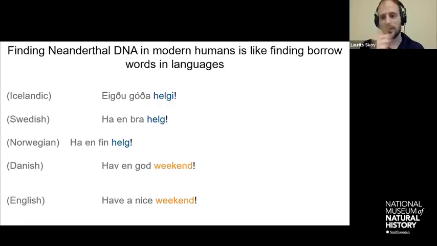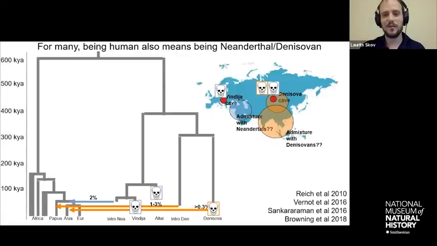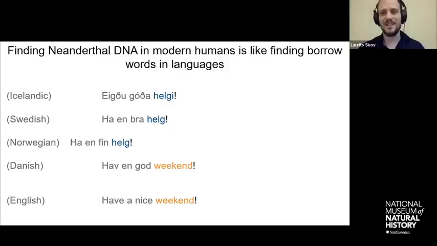For most people, can you go back again? For East Asians and Europeans, this is a very small amount, something like 0.1%. But for people in Oceania, so people from Papua New Guinea and Australian Aborigines, this is something like 1 to 3%. So a larger contribution of Denisovan DNA there.